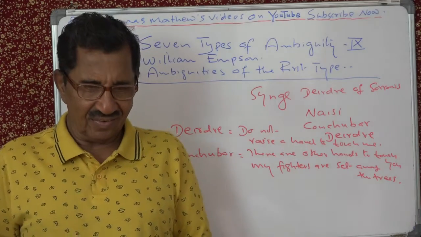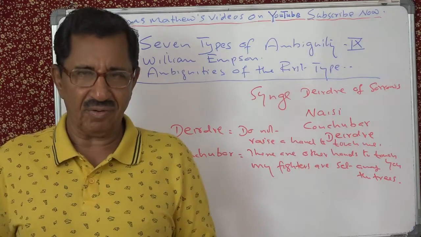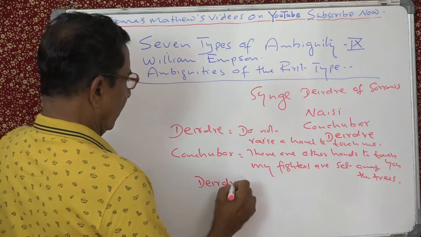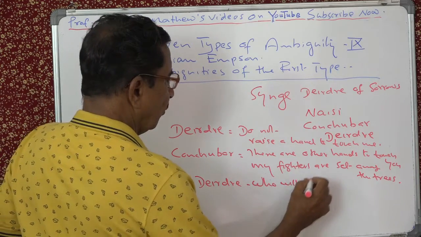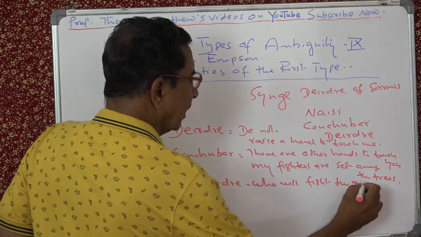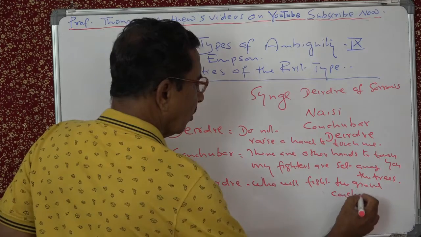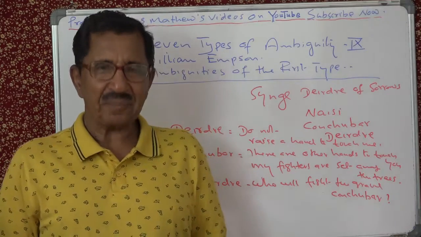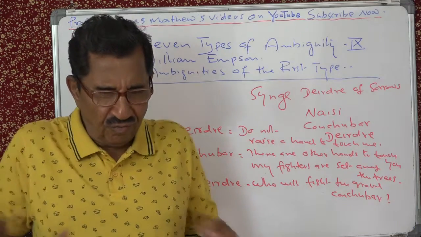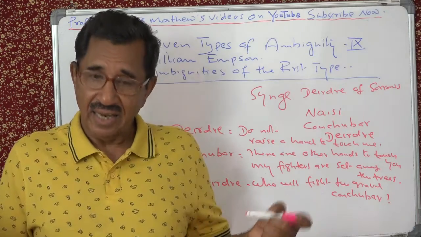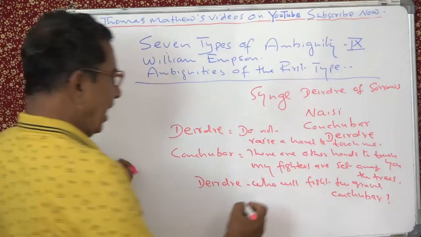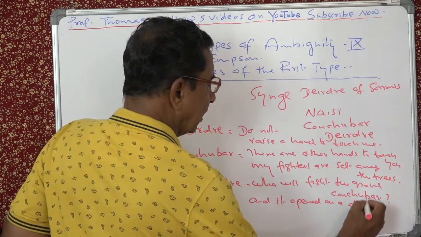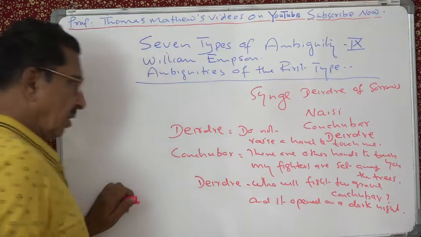Then what happens? You know, what does she say? Deirdre says, who will fight the grave, Conchubar? Who will fight the grave, Conchubar? The absolute fatalism, so to say. And it opened on a dark night. So this is the dialogue.